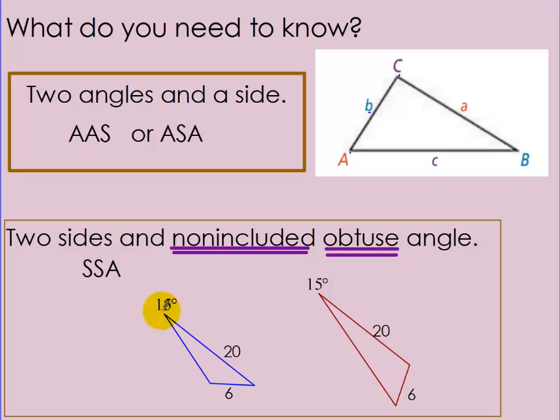If you just knew an acute angle, like 15 degrees, and two sides, let's say 20 and 16, I have two different triangles here that both have the same angle and congruent sides, but they're different triangles. You see, if you line them up, you don't know if this side is going to go out or if that's going to come back in. So that's why you need to have an obtuse angle. That won't happen with an obtuse angle.